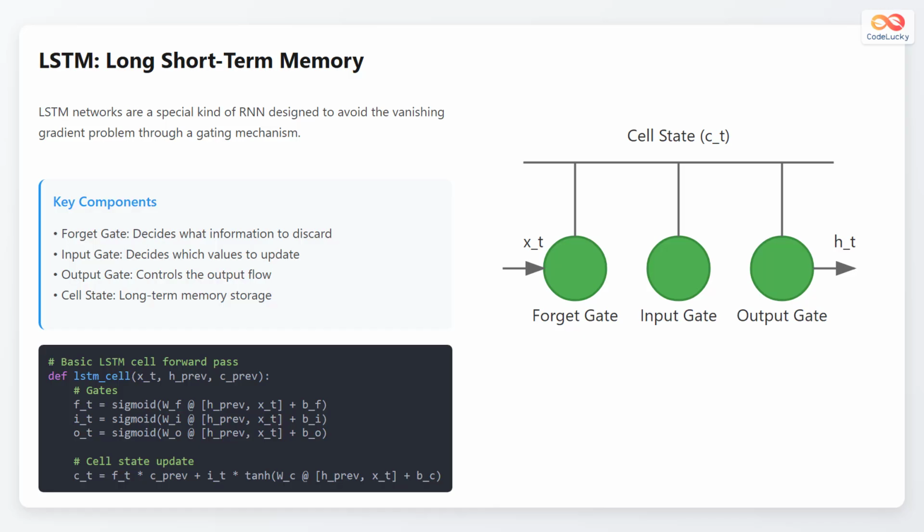The function LSTM_cell takes an input x_t, the previous hidden state h_previous, and the previous cell state c_previous. The gates f_t, i_t, and o_t are computed using the sigmoid function. Finally, the cell state is updated.